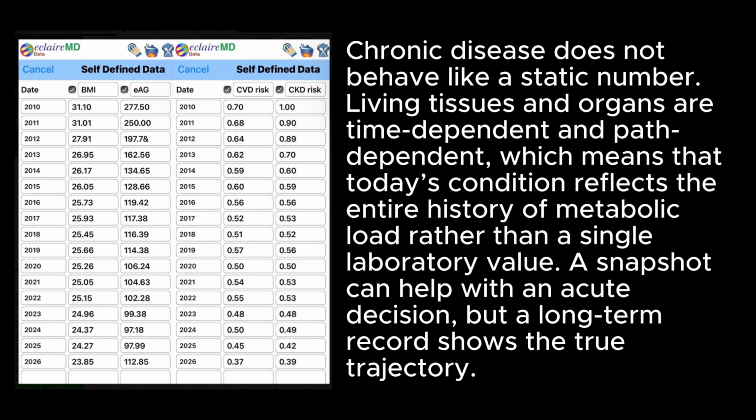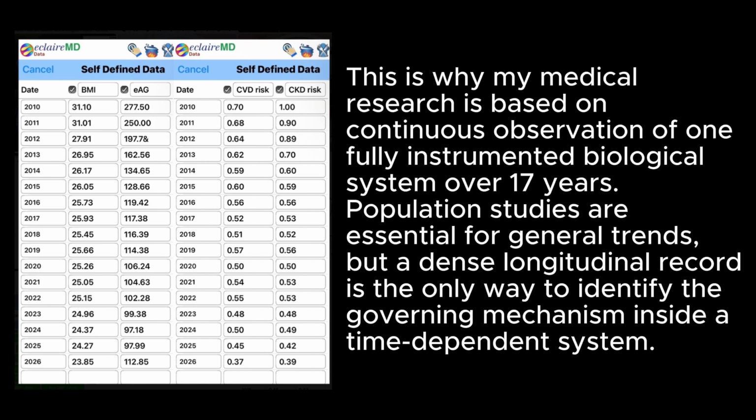Living tissues and organs are time-dependent and path-dependent, which means that today's condition reflects the entire history of metabolic load rather than a single laboratory value. A snapshot can help with an acute decision, but a long-term record shows the true trajectory. This is why my medical research is based on continuous observation of one fully instrumented biological system over 17 years. Population studies are essential for general trends, but a dense longitudinal record is the only way to identify the governing mechanism inside a time-dependent system.